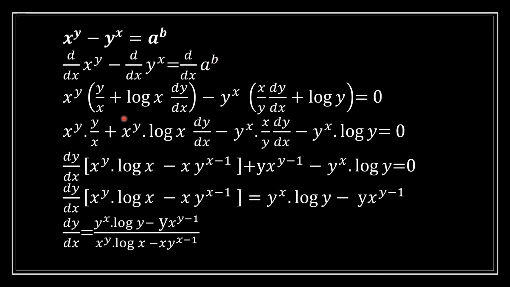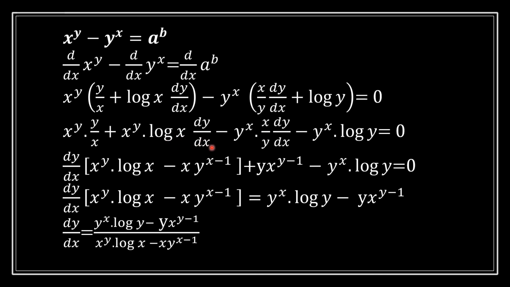Now please be very careful. Now I am going to open this bracket and x power y will be multiplied by this term and it will also be multiplied by this term. So I get x power y upon x plus x power y log of x dy by dx. Clear? Now this y power x is going to be multiplied by this term and this term because I am opening the bracket. This minus sign will also be multiplied by this term as well as by this term. So what I get is y power x into x upon y dy by dx here. This plus will change to minus and I will get y power x multiplied by log of y is equal to 0.